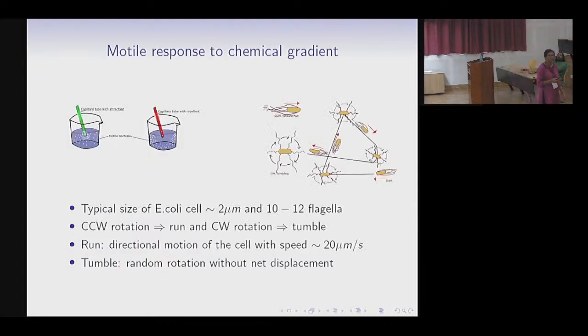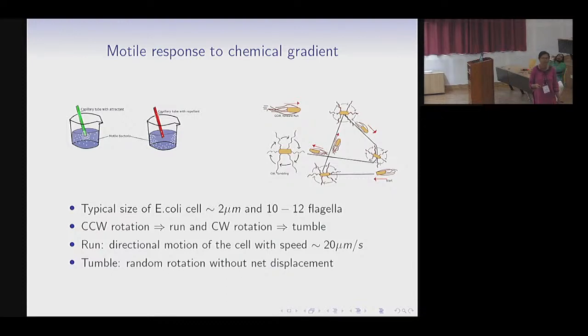What is chemotaxis? Chemotaxis is motile response to chemical gradient. There are some species, particularly we will talk about E. coli bacteria here, that show this motile response in response to chemical gradient. Consider this picture where you have a buffer solution with some bacterial cells. Now if you dip a capillary filled with attractant in this solution, then the bacteria tend to swarm around the capillary. Similarly, if you dip a capillary filled with repellent, then they would like to go away from the capillary.